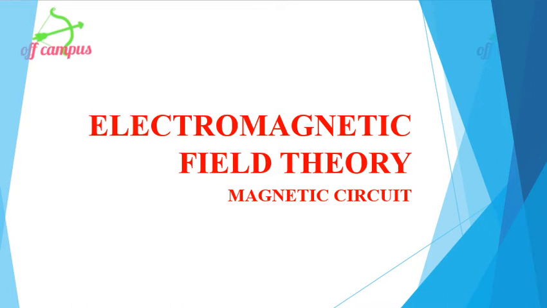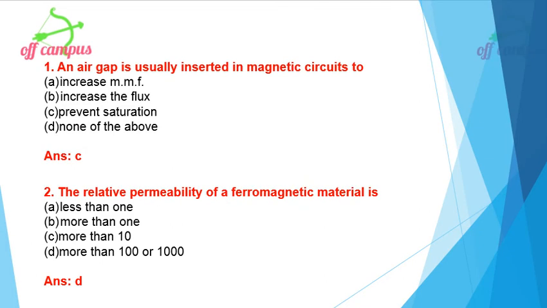First question: an air gap is usually inserted in magnetic circuits to, four different options are given: increase MMF, increase the flux, prevent saturation, none of the above. An air gap is usually inserted in magnetic circuits to prevent saturation.